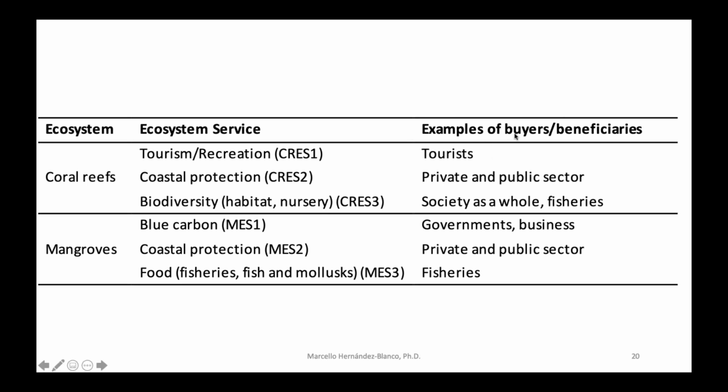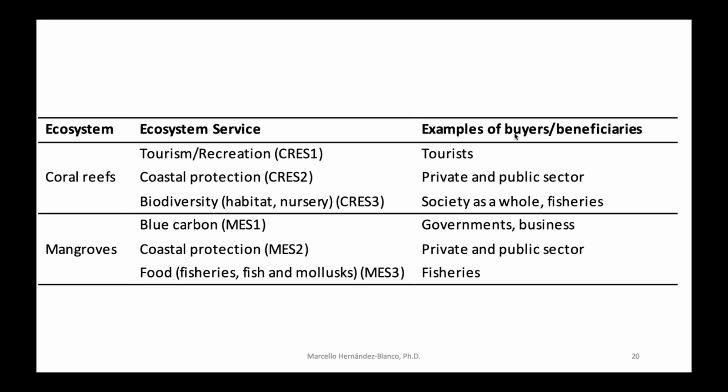Examples of buyers of tourism and recreation are the tourists, for example, those that do snorkeling or diving, and for coastal protection, the private and the public sector, all the assets and infrastructure in front of the beach that gets protected by these ecosystems. Then for biodiversity, you have society as a whole, the people that might not have a direct benefit from these ecosystems, but that value them, and so they are an important beneficiary.